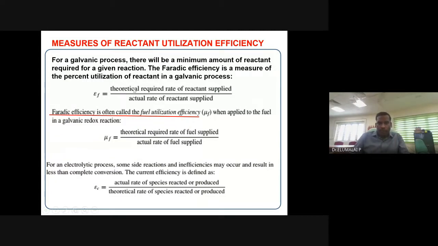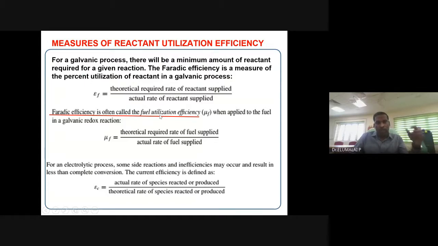You can look it up. There is a reaction, hydrogen oxidation. There is a minimum amount of molecules, or some theoretically required moles, to react. Maybe 1 or 2, depending on the type of the fuel. That is theoretically required. What is the actual moles of hydrogen involved in the reaction, or the actual moles of oxygen involved in the reaction? That is the actual rate. The ratio gives the Faraday efficiency.